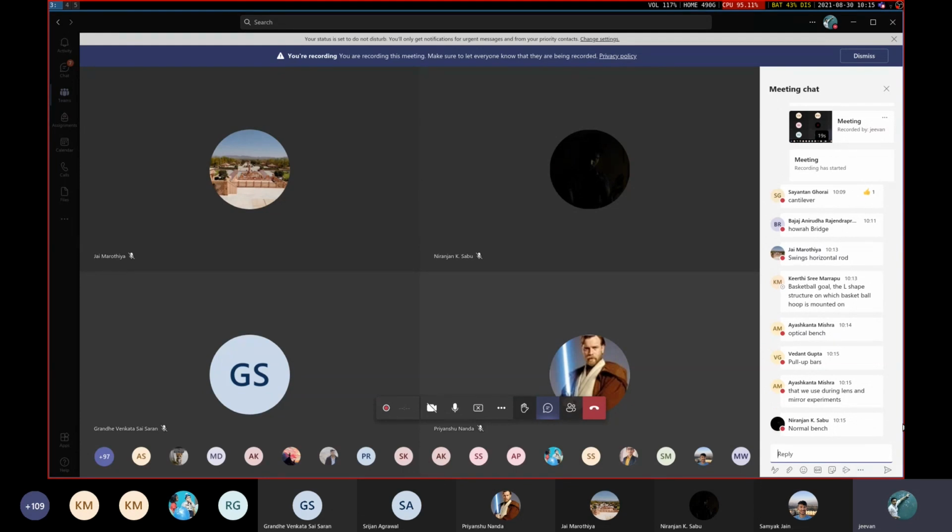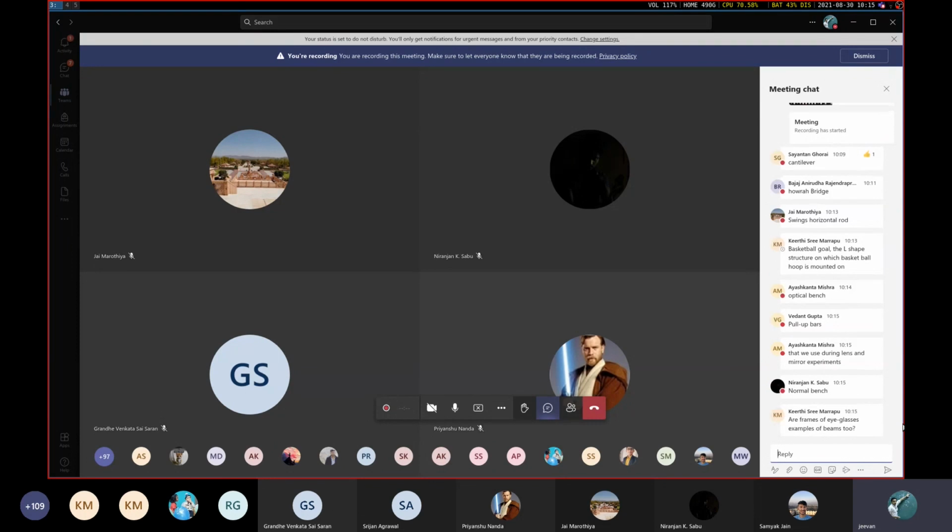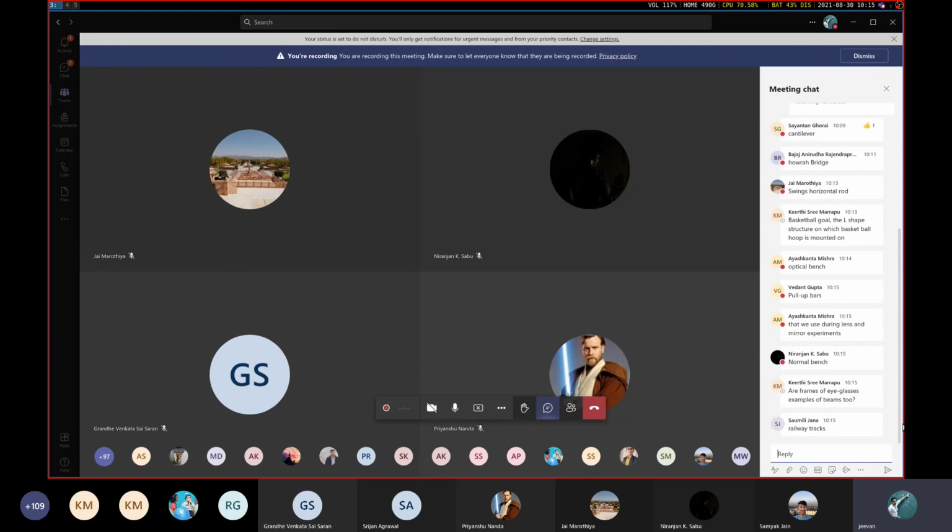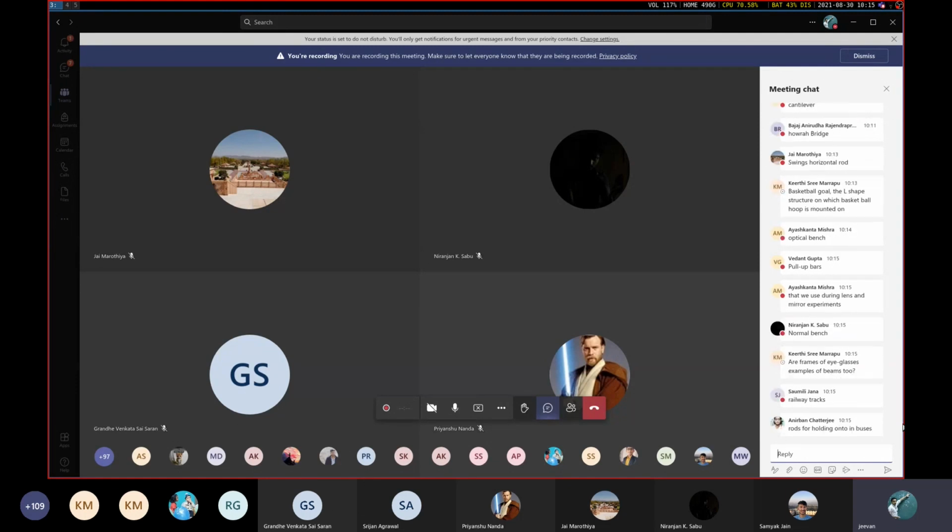So we are thinking about so sophisticated examples. The normal bench that you find in your schools, why schools, even in our homes, that's very much that horizontal part of the bench. That's very much an example of a beam. Kirti is saying, are frames of eyeglasses examples of beams too? Well, the nose bridge. Okay, so the little horizontal part which is connecting the two eye lenses, that may be thought of as a beam.